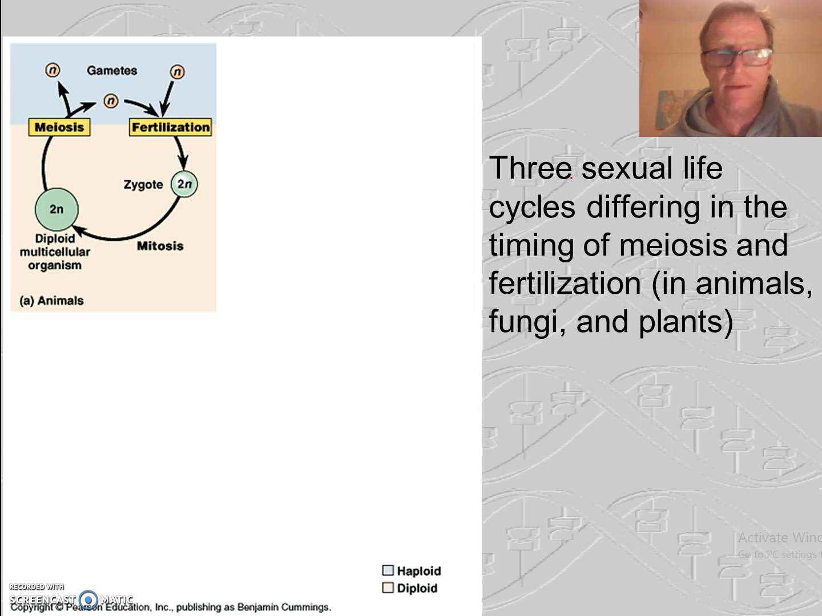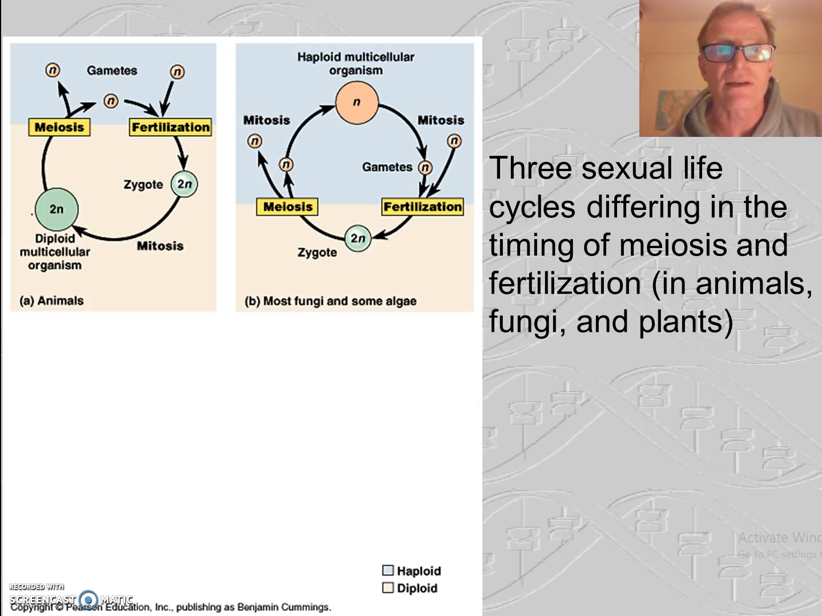Most animals spend most of their life in this diploid stage, and that's really good because we have about 10 or 12 lethal alleles, and if we only had one copy of them, we'd be dead. But because we have all of our genes in pairs, we usually have a normal dominant allele that prevents us from dying from those 10 or 12 lethal alleles.